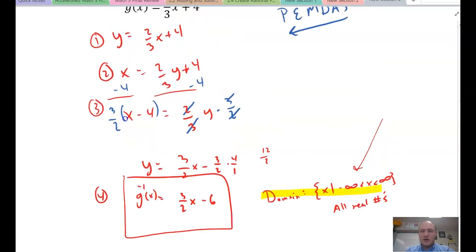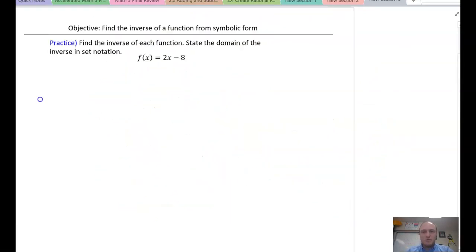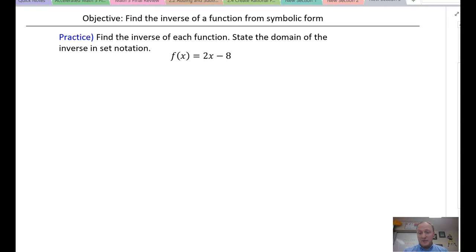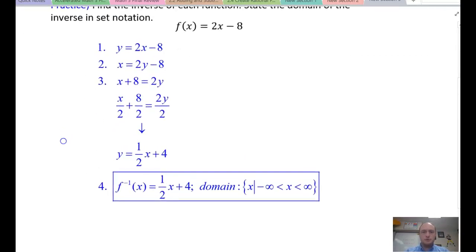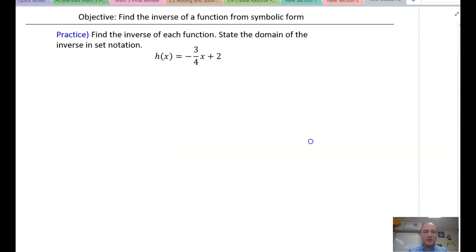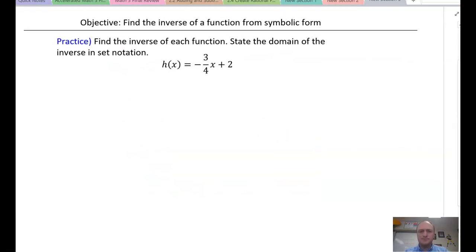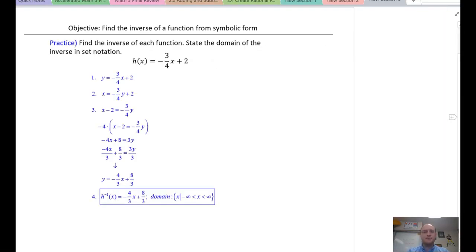All right, so those are the 2 examples. I have a practice problem here for you. I would like you to pause it. Do it. Did you state the domain? Pause it, try it, and I'll post the answer here in a second. So here's the solution. f inverse of x is equal to 1/2 x plus 4. Did you get it? Good job. So proud of you. Domain, and then here is the second one. Next example. And here's the solution.